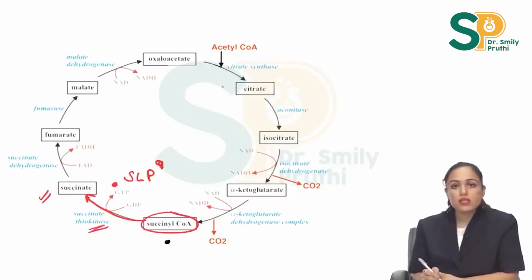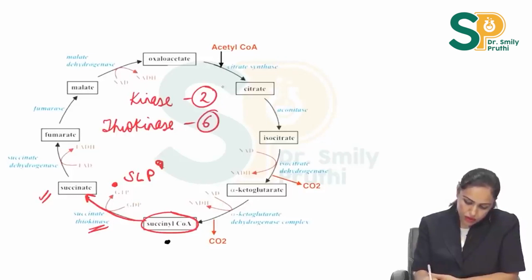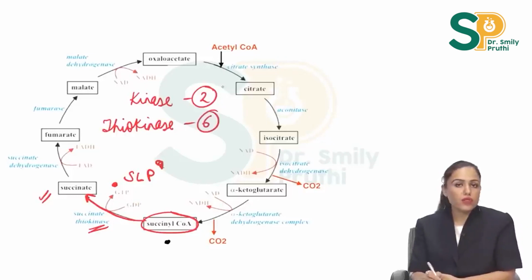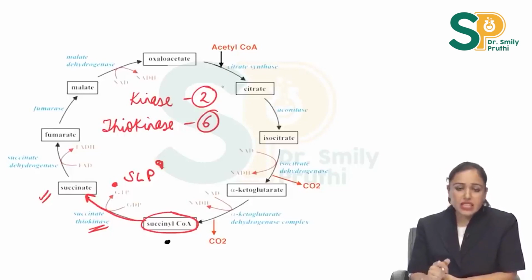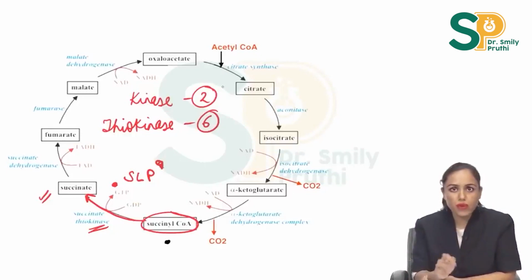Here it is succinate thiokinase. So what is the EC number here? See, I told you if it is kinase, then EC number is 2. But if thiokinase is written, then EC number is 6. Right? Be careful. If thiokinase is written, then EC number is 6. Now, whenever you see this diagram of TCA cycle in any of the books, in this step they write GTP formed, right? But let me tell you, this is wrong.